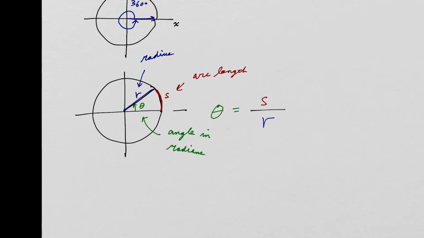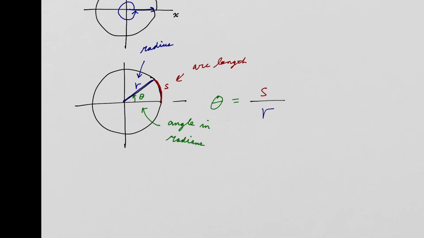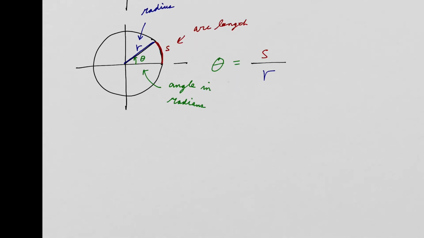Okay, if we wanted to, we could rearrange that formula. So sometimes people want to calculate the arc length. So if you wanted to find the arc length, that would simply be the radius times the angle, but the angle has to be in radians, right? So you can just rearrange that formula if you need to.